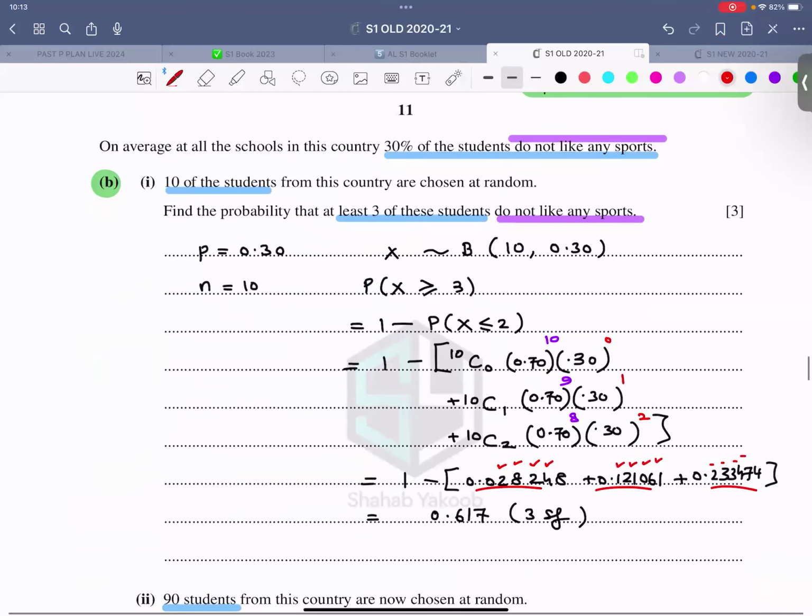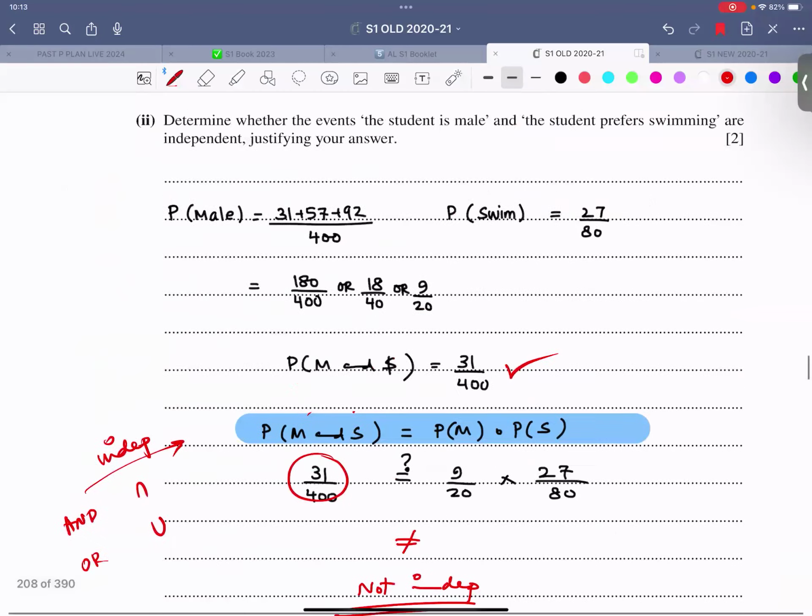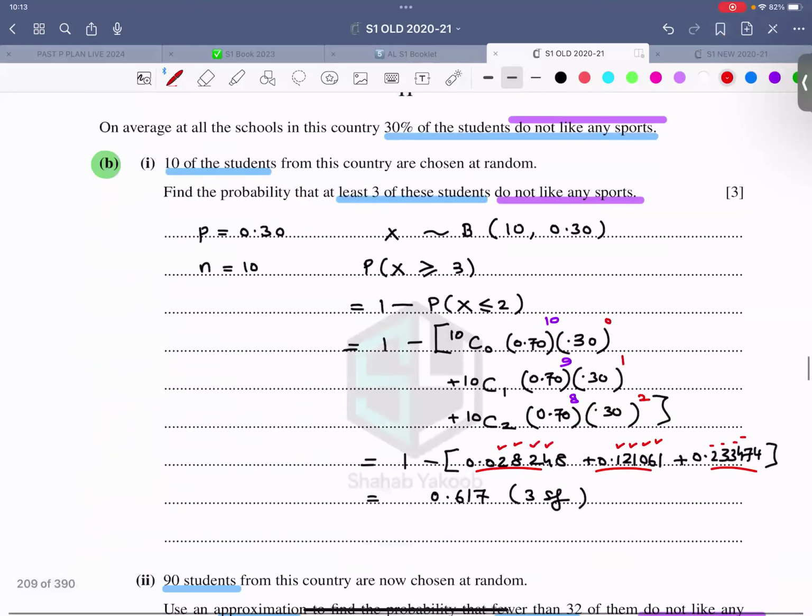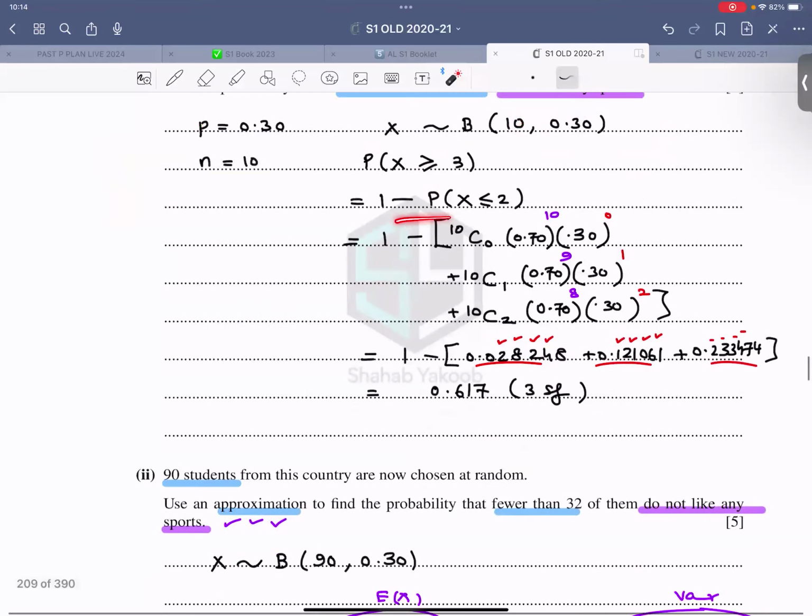And this is, yes, the next one. That's also part of it. So let me just remove this thing. On average, at all the schools in this country, 30% do not like any sport. 10 of the students from this country are chosen. Find the probability at least 3, greater than or equal to 3, do not like any sports. So 30% is your success. 10 is the number of trials, just a basic question. Too many terms to calculate. Choose the easy option. 1 minus probability x is less than or equal to 2.